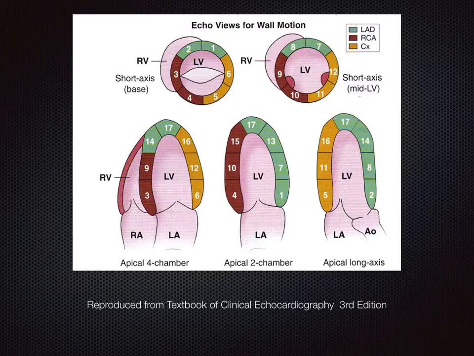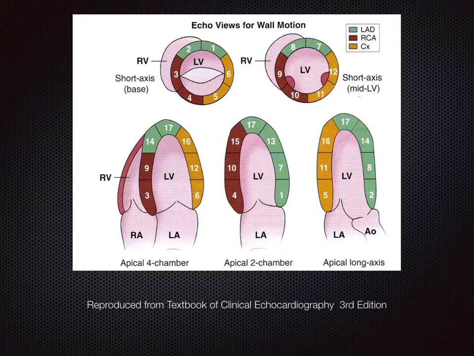So if the left anterior descending was to be occluded, you would expect the anterior septal and anterior walls, as you can see in the top of the short axis, and around the apex, and also part of the anterior wall seen on the apical 2 chamber, to be affected.